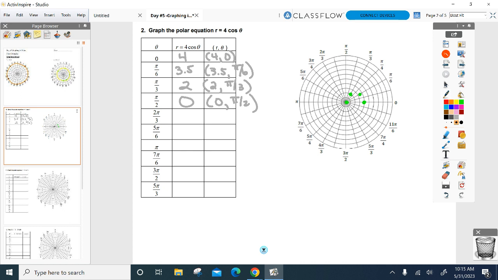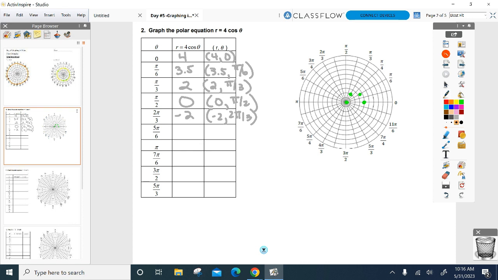Okay, now we have to start being careful, because the next value, what are you guys getting for 2 pi over 3? Yeah, -2. Got to watch yourself, because you got to remember the rule. When the R value is negative, I go on the opposite side. So I should not be putting a point anywhere on 2 pi over 3. It should go on the opposite side.